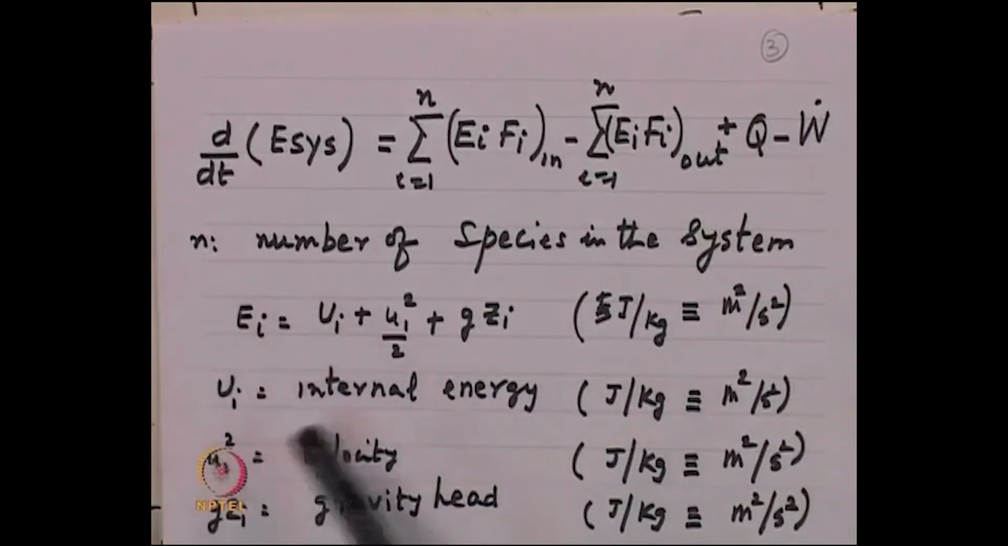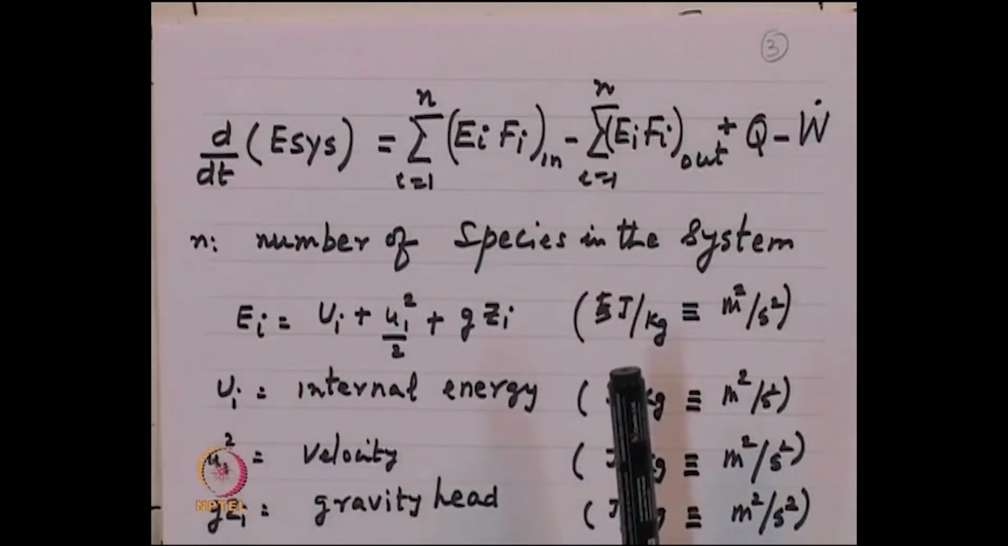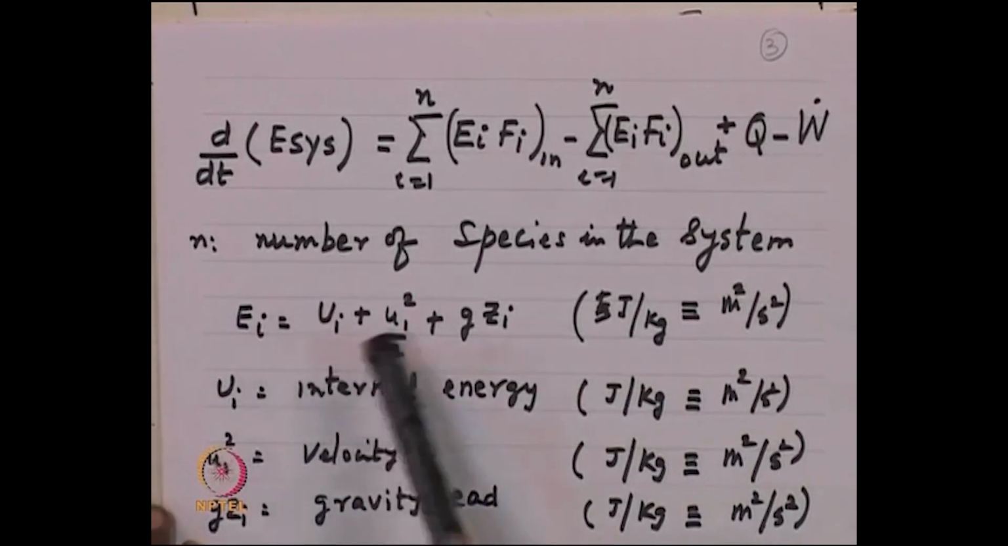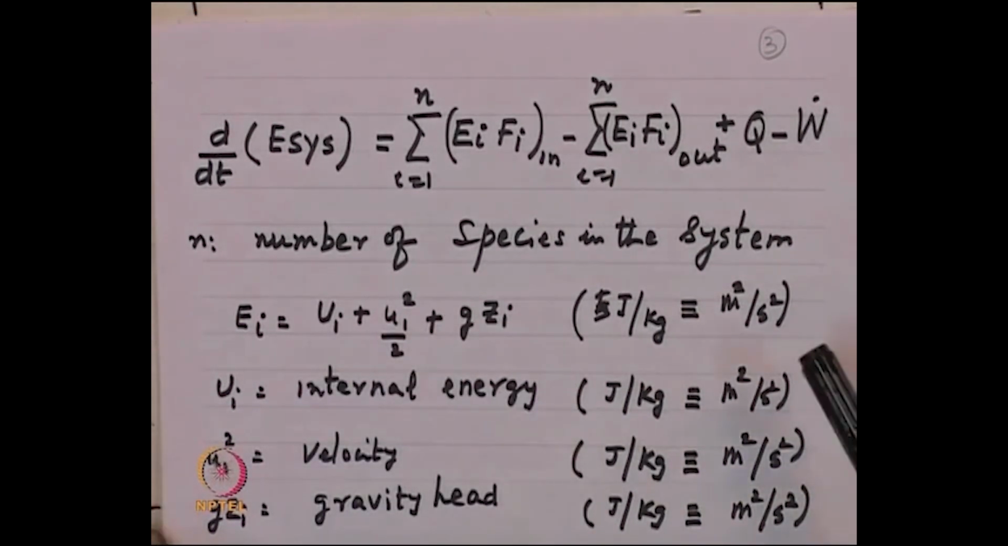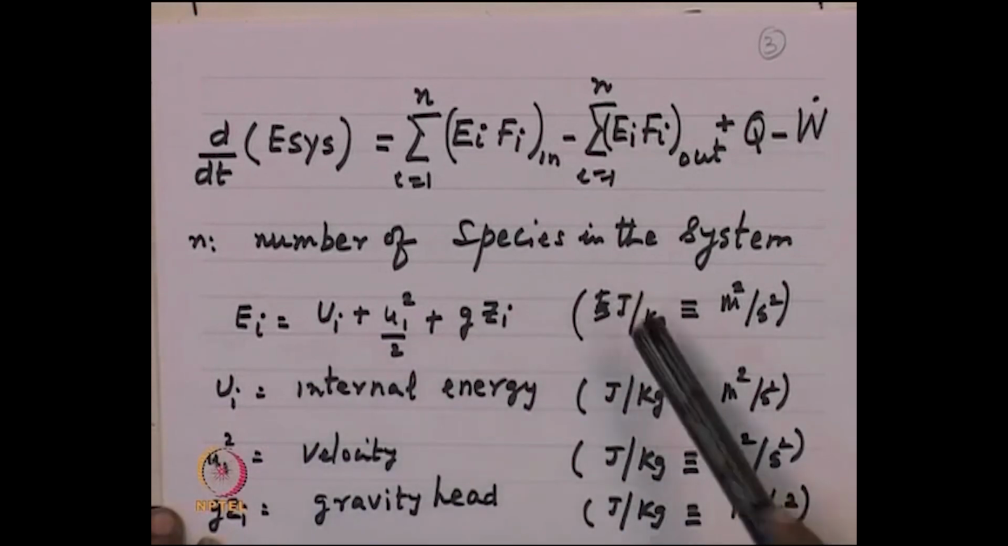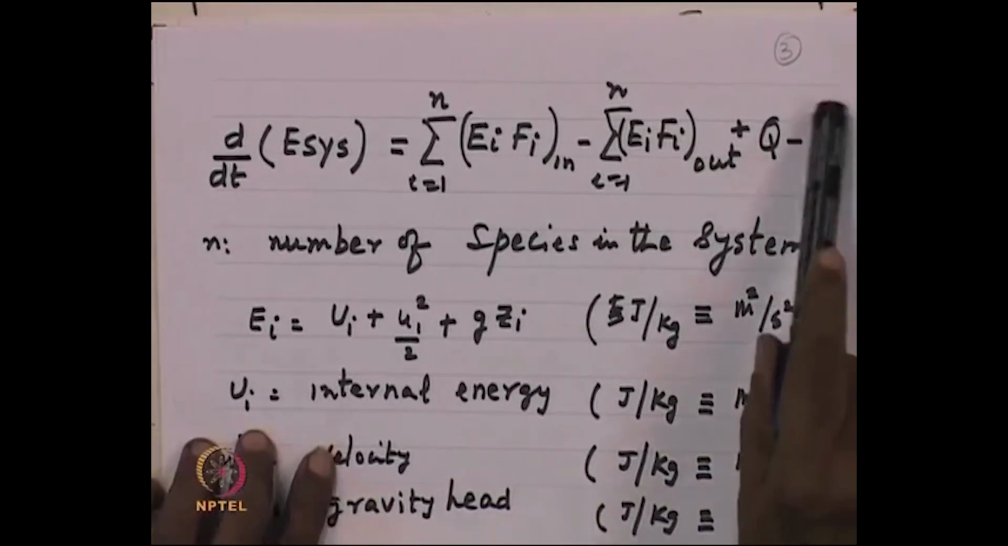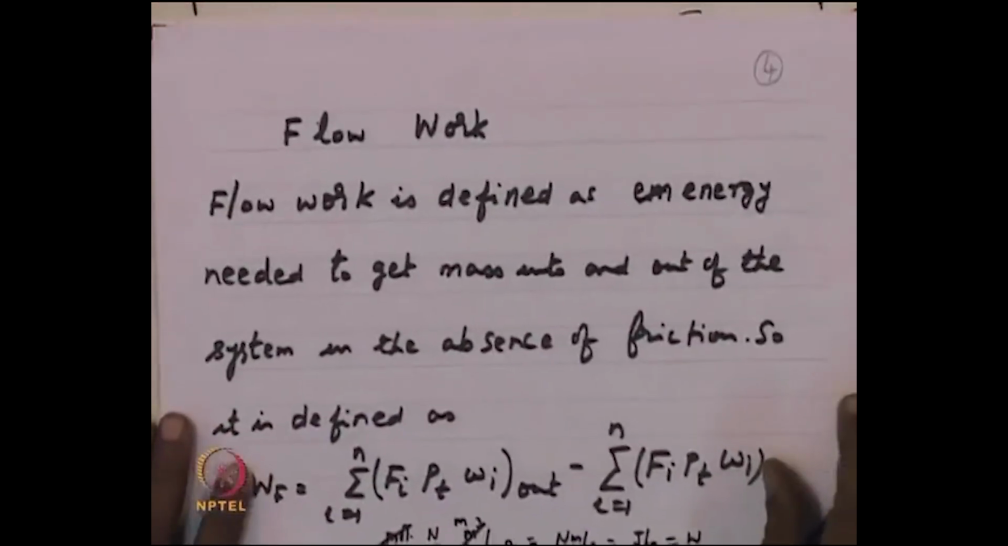Ei is the energy content of each of the species, and this consists of internal energy, kinetic energy, and potential energy. Notice that the units of this are joules per kg, or in SI units can also be written as meter squared per second squared. Now, this term W dot can be understood in some ways by looking at a term called flow work.